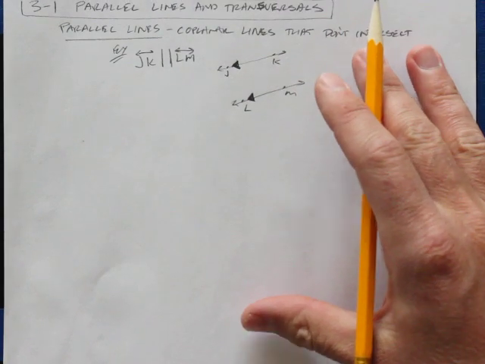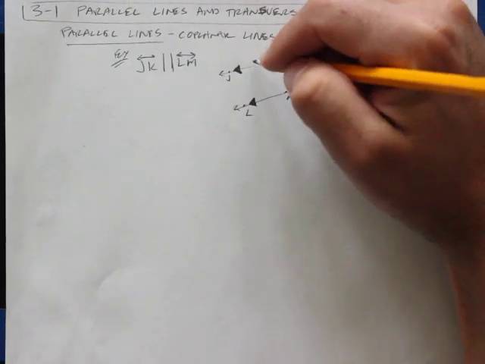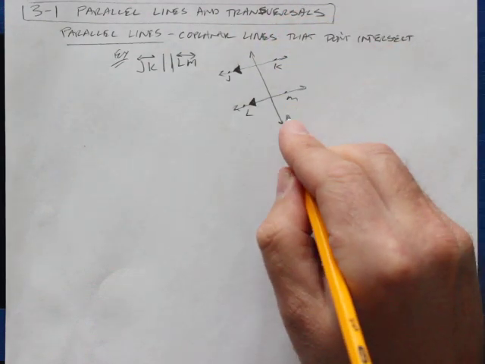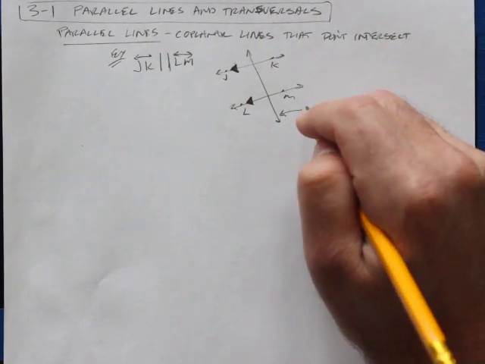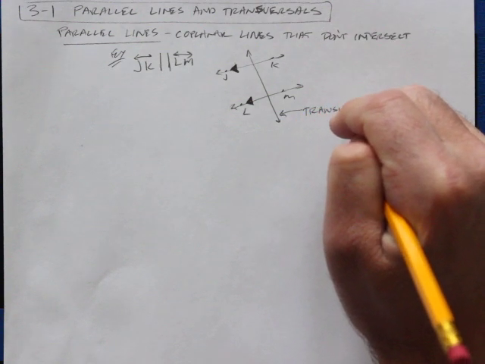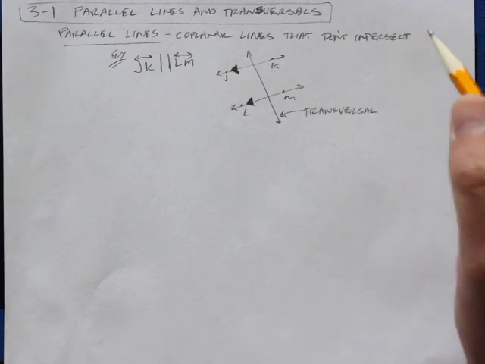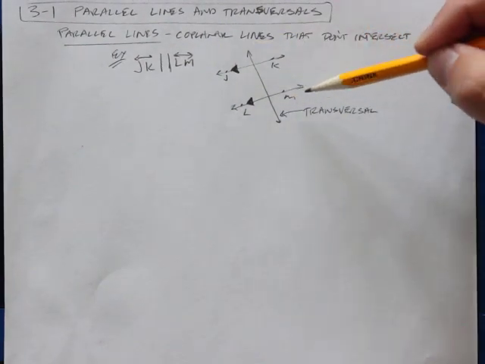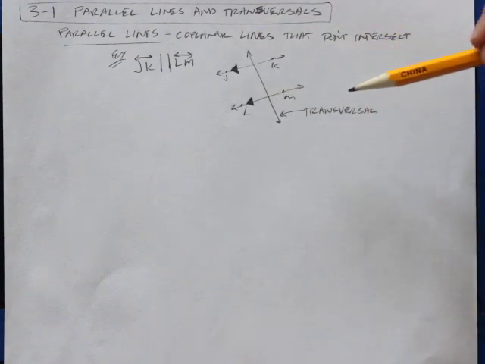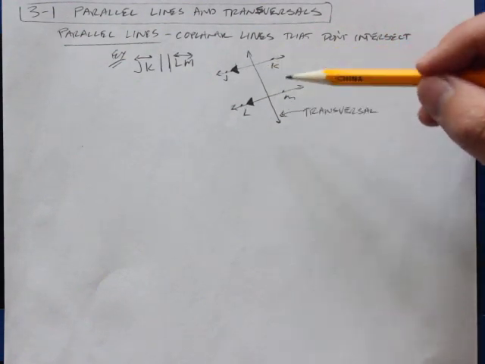Now we are going to also see a line that crosses both of those. This line is called a transversal. This is a line that transverses, that crosses through two other lines. Now we're gonna keep moving here.